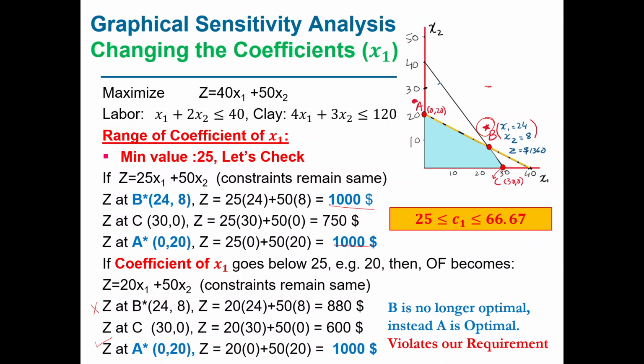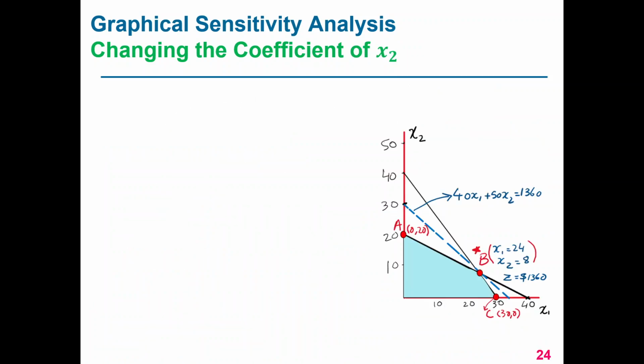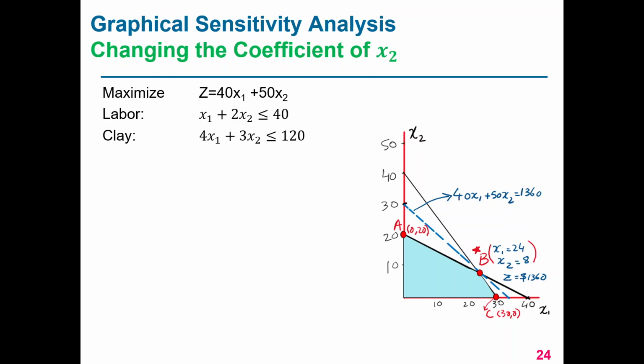Now let's see what happens when we change the coefficient of x2. We will go through a similar procedure, so I'll be a little quick this time to shorten the video. So we have this original profit, this labor, this constraint. We know the slope of the objective function is minus 40 by 50, and this is minus 1 by 2, and this is minus 4 by 3.